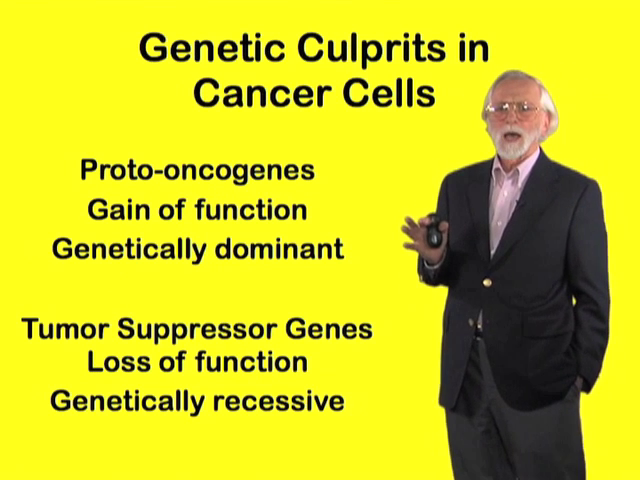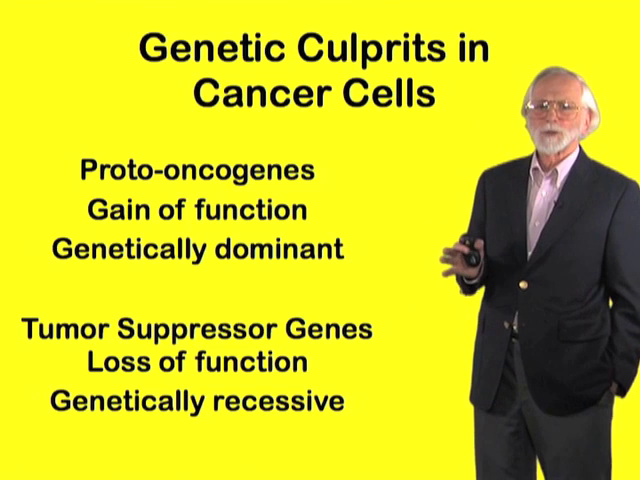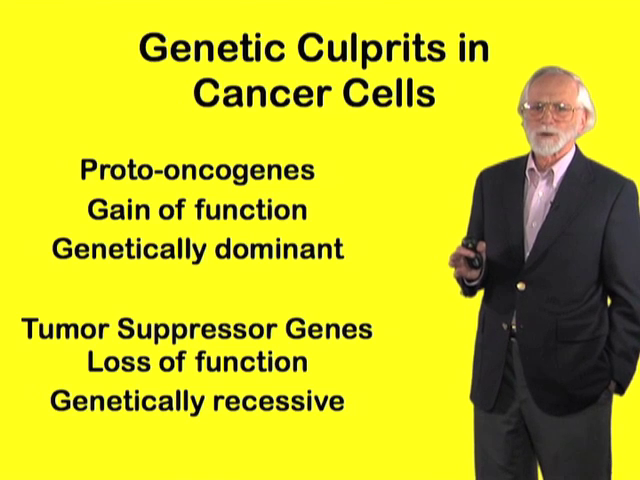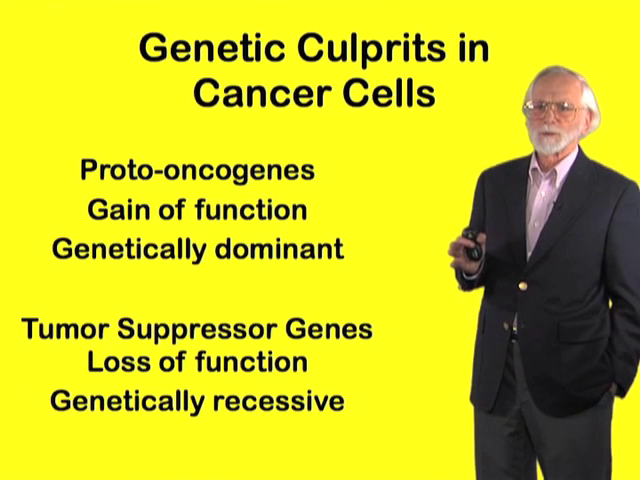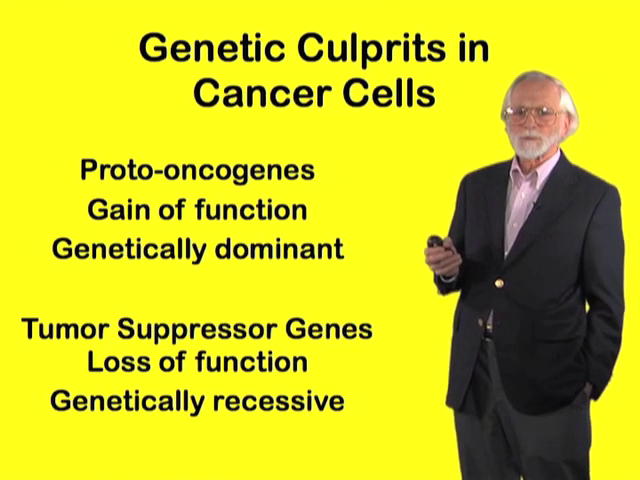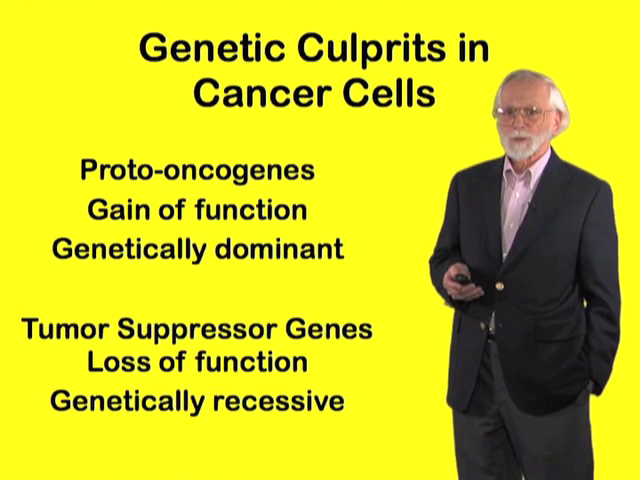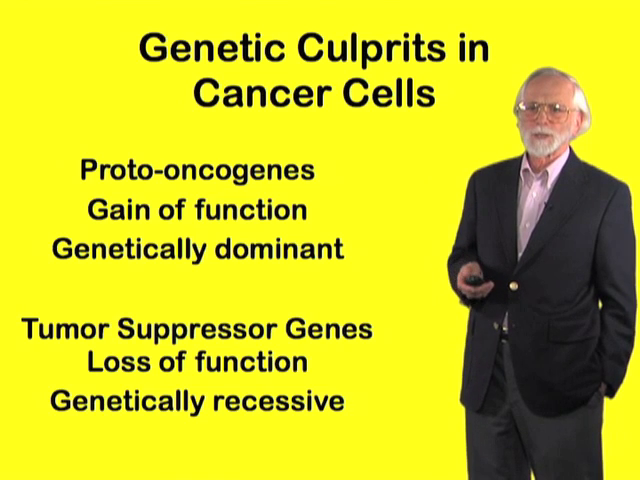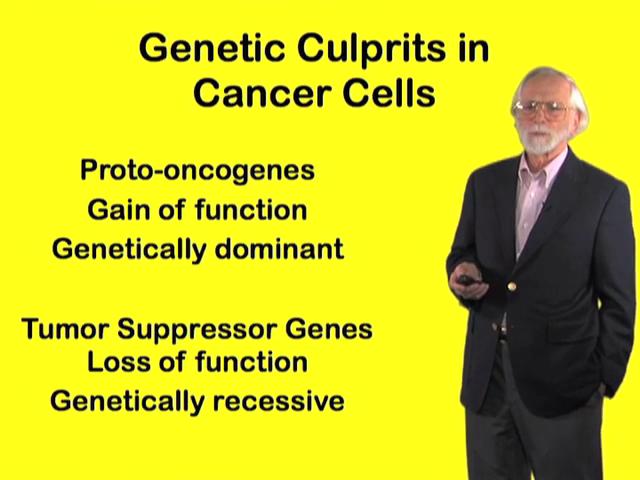So we've identified two major culprits in cancer cells: proto-oncogenes, which suffer gain of function in tumor cells, and tumor suppressor genes, which suffer loss of function in cancer cells. And these two collaborate in ways we don't fully understand as yet to produce the final malignant state.